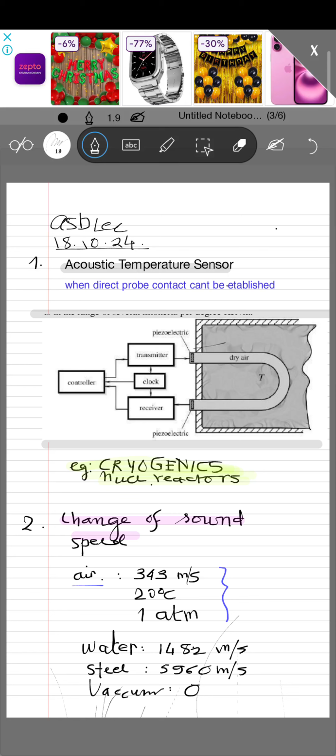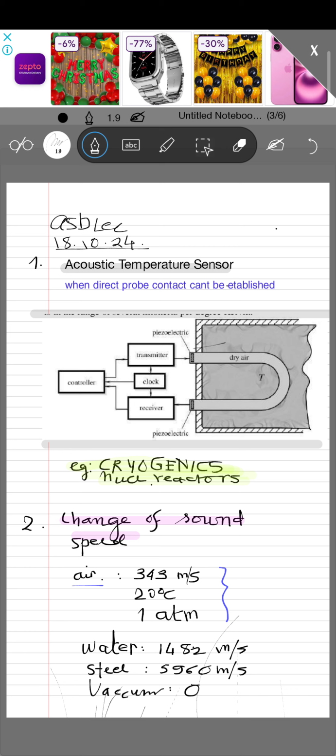Hello students, in this lecture we will be discussing acoustic emission sensors. There are temperature sensors which we have discussed previously, which are based upon direct contact made with the system and the probe, which may lead to a change in conductance or a change in the luminous intensity, whatever it might be.